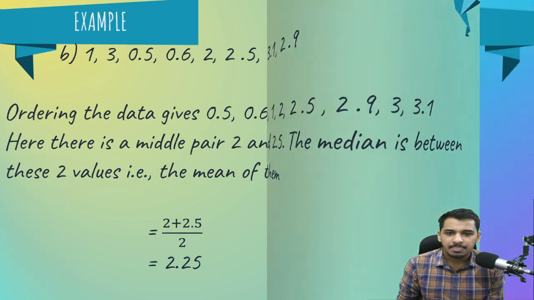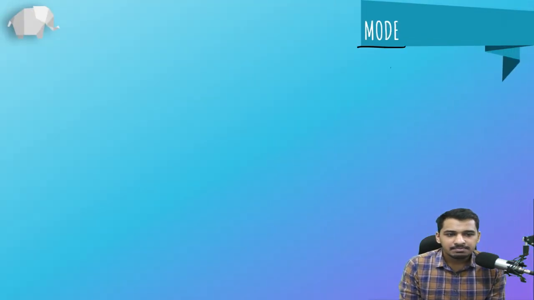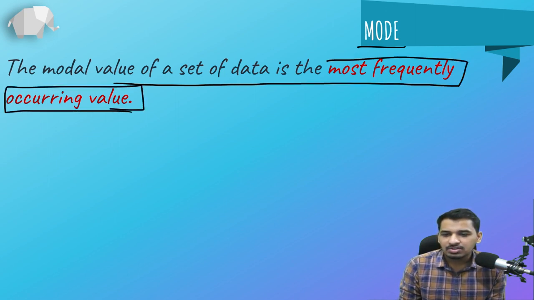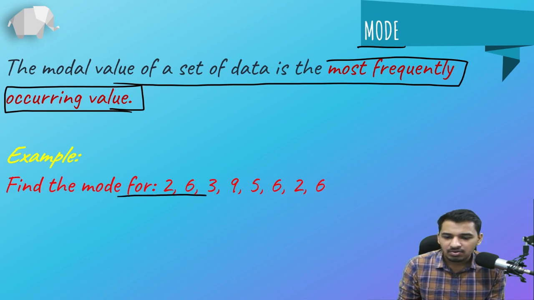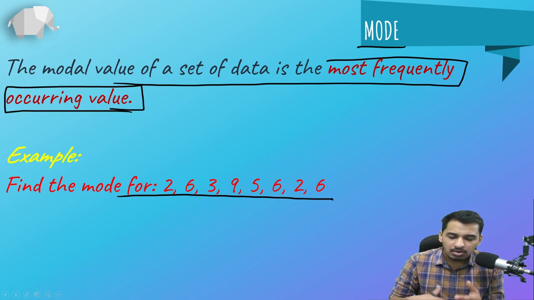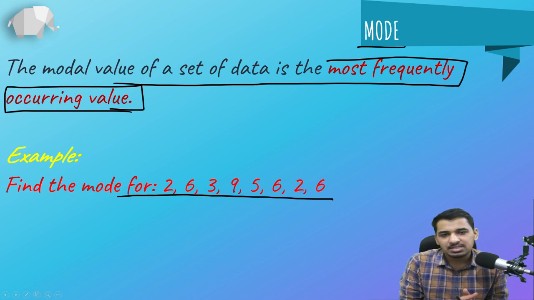This is median. Now mode is very simple. The modal value of a set of data is the most frequently occurring value, the value which occurs the most number of times. That is the mode. Example would be, find the mode for this set of numbers. So it is not necessary that you arrange this data as we did in case of median, but it is highly recommended that you arrange this data, and it becomes very easy for you to visualize it once you arrange it. Let me tell you how.